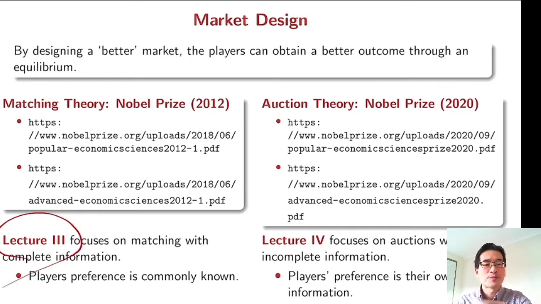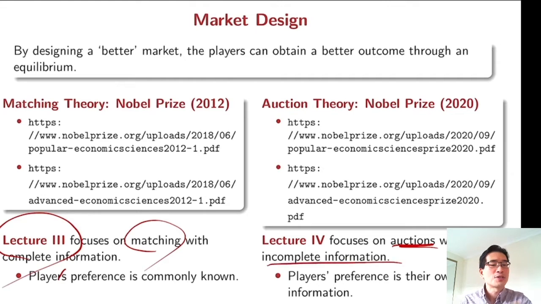And in lecture 3, we focused on matching problems with complete information, in which players' preferences are commonly known. And in lecture 4, we are going to focus on auction problems with incomplete information. The main difference between matching and auction is that in matching, they cannot use money to transfer their utility. But in auction, of course, we can use money, and this is a typical example of a transferable utility environment. And we are going to consider incomplete information, where players' preferences are their own private information.